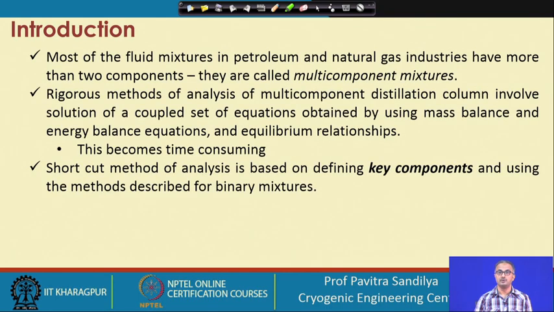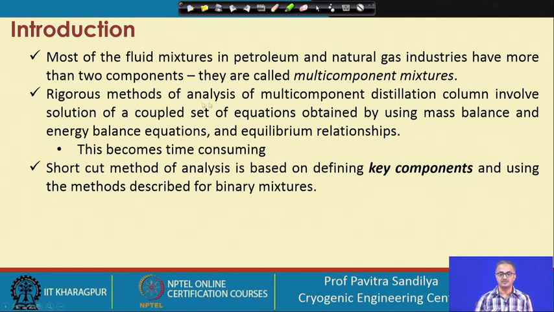So first we come to the fact that why we need to have this multi-component consideration, because most of the fluid mixtures in the petroleum and the natural gas industries have more than two components. We know that there are so many components in the natural gas, right from the many hydrocarbons, so many other impurities like nitrogen, helium, carbon dioxide, H2S, water, and so on. So it is not right to consider them to be a binary mixture; rather we call them a multi-component mixture. And multi-component means whenever we have more than two components.